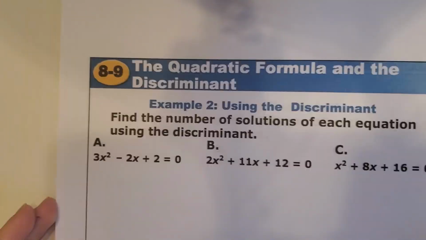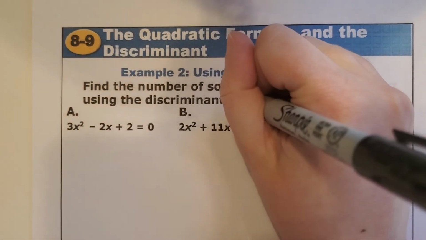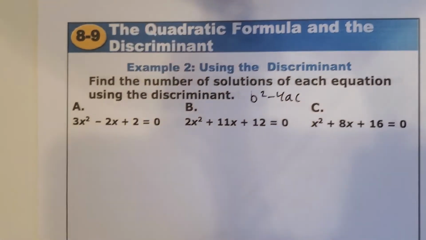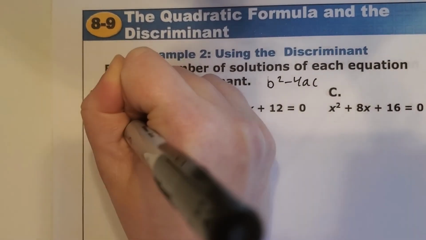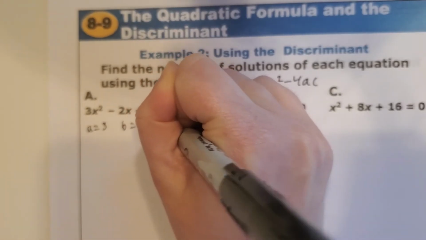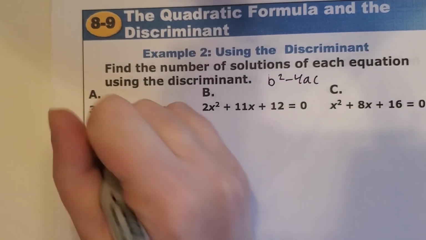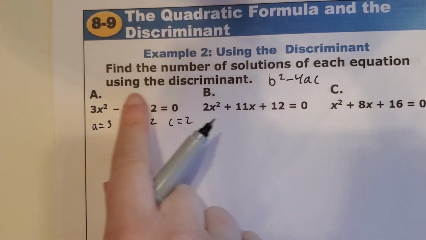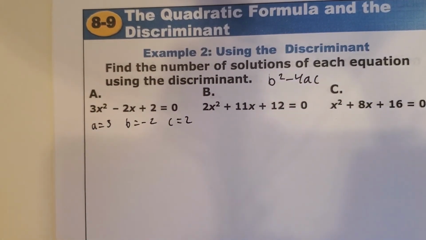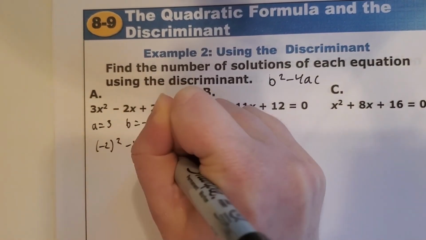All right. So the nice thing here is that we've got all three of these in standard form. You don't have to move anything around. And I'm just going to squeeze the discriminant right here for our reference. So it's still the same idea as before. A is 3, B is negative 2, and C is 2. That's what we're plugging in, not the giant quadratic formula mess, because it just says find the number of solutions of each equation using the discriminant. So, negative 2 squared minus 4 times 3 times 2.